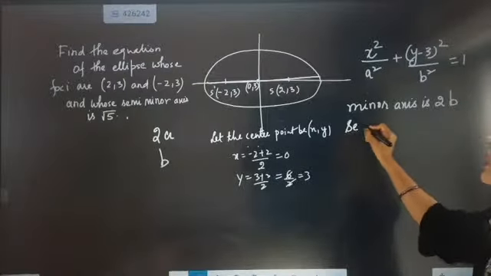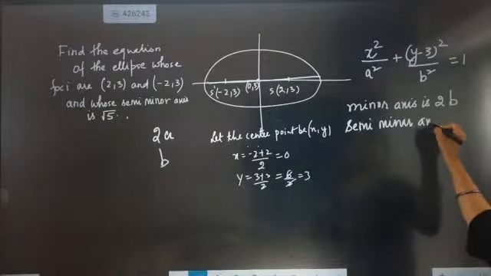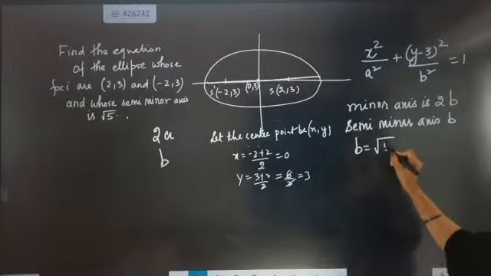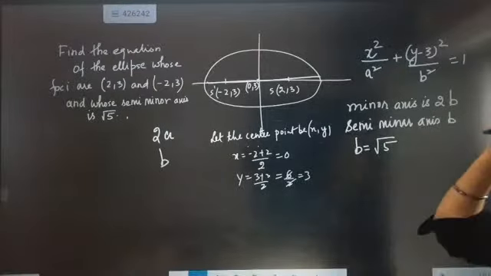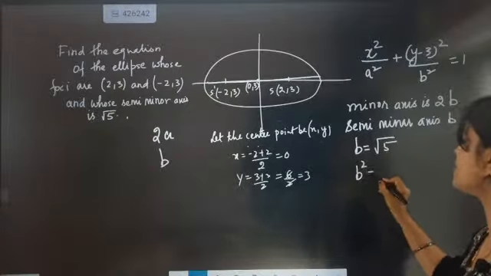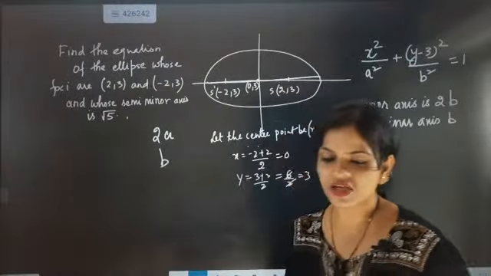Then the semi-minor axis will be b. They have given b as root under 5, so b square will become 5. So b square is coming as 5.